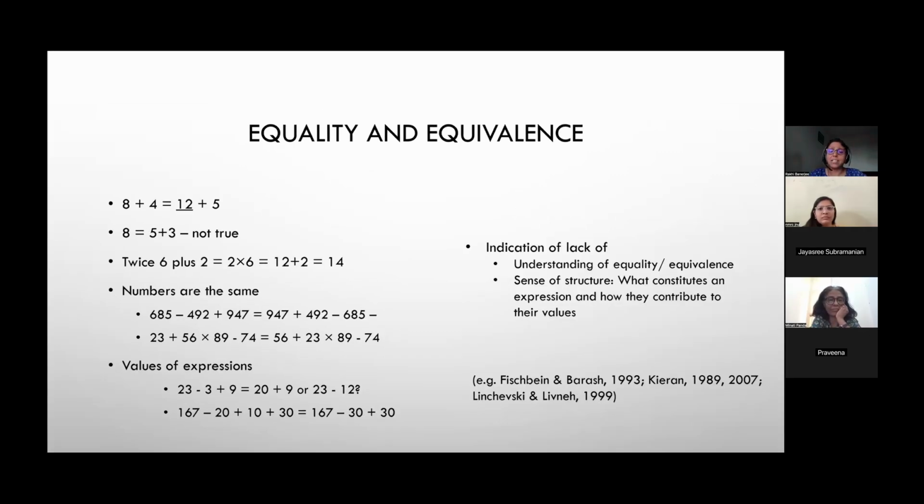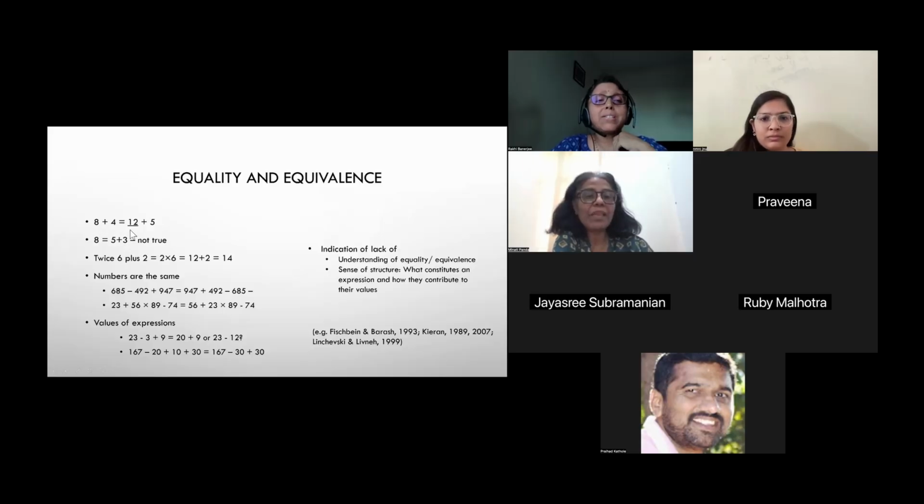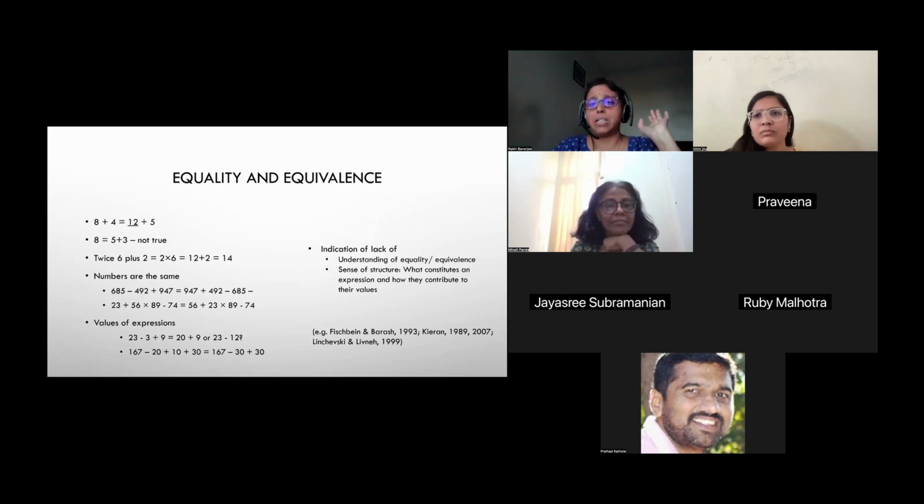There are also another set of problems, and all this is driven by loads of literature. This is just a small minuscule of that. So children often would write 8 plus 4 equal to 12 plus 5. And they feel that 12 should be the right thing. In fact, there are some children whom I have noticed who will write 12 plus 5 equal to 17.